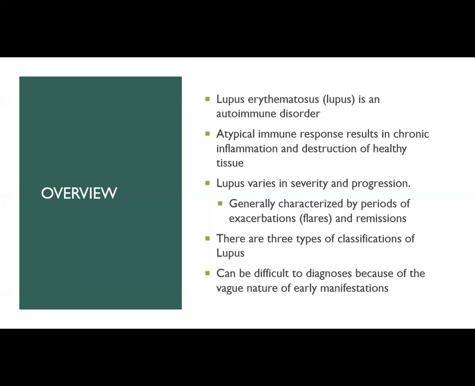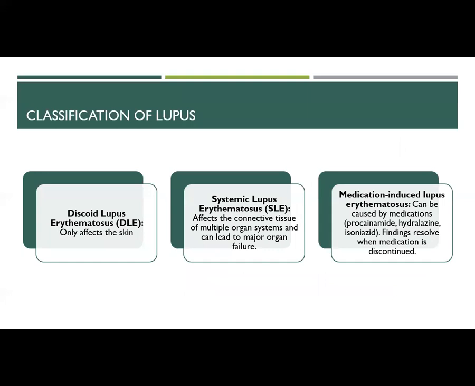The thing about it is it can be difficult to diagnose because of the very vague nature of these early manifestations. The first one you've got is discoid lupus erythematosus, or DLE. With that lupus, it only affects the skin. You've got systemic lupus erythematosus, or SLE, which affects the connective tissue of multiple organ systems and can lead to major organ failure. And then you've got medication-induced lupus erythematosus, which can be caused by medications, things like hydralazine. Usually with medication-induced lupus, findings will resolve when the medication is discontinued.